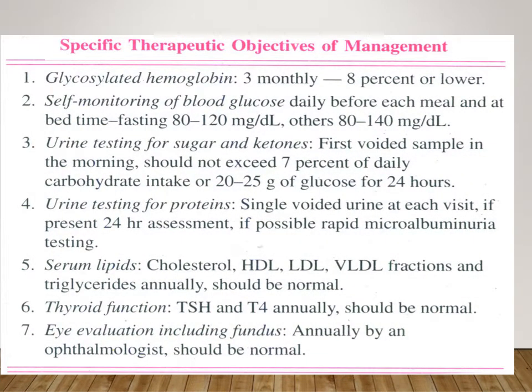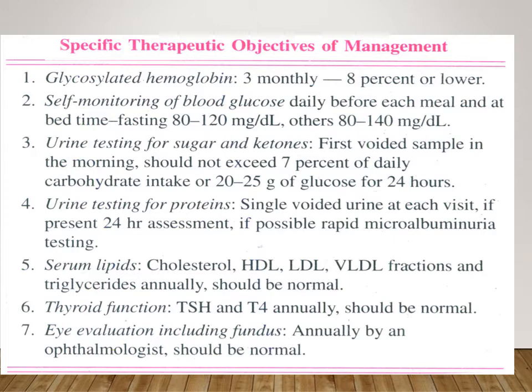What are the specific therapeutic objectives of the management? Glycosylated hemoglobin, three monthly, 8% or lower. Self-monitoring of blood glucose daily before each meal and at bedtime. The fasting blood sugar level between 80 to 120 mg per deciliter, while the others are 80 to 140 mg per deciliter. Urine testing for sugar and ketones: the first voided sample in the morning should not exceed 7% of the daily carbohydrate intake, or 20 to 25 grams of glucose for 24 hours.